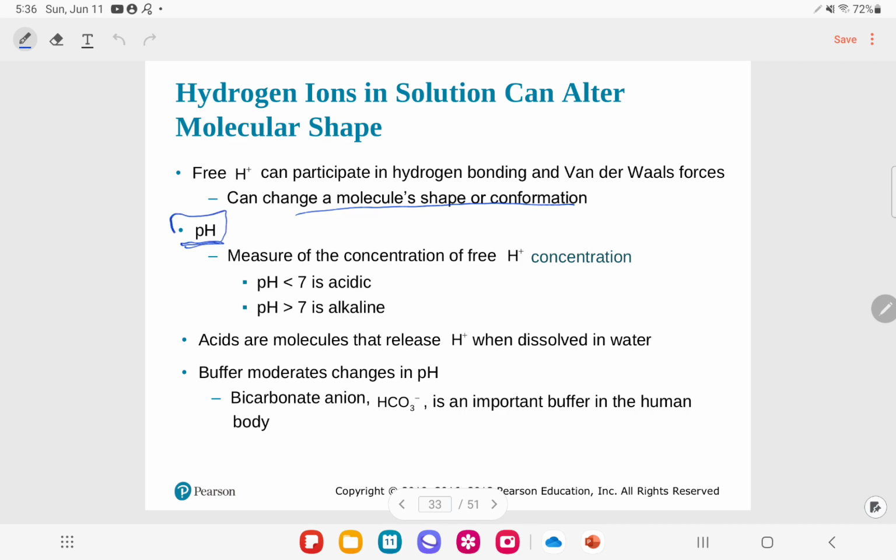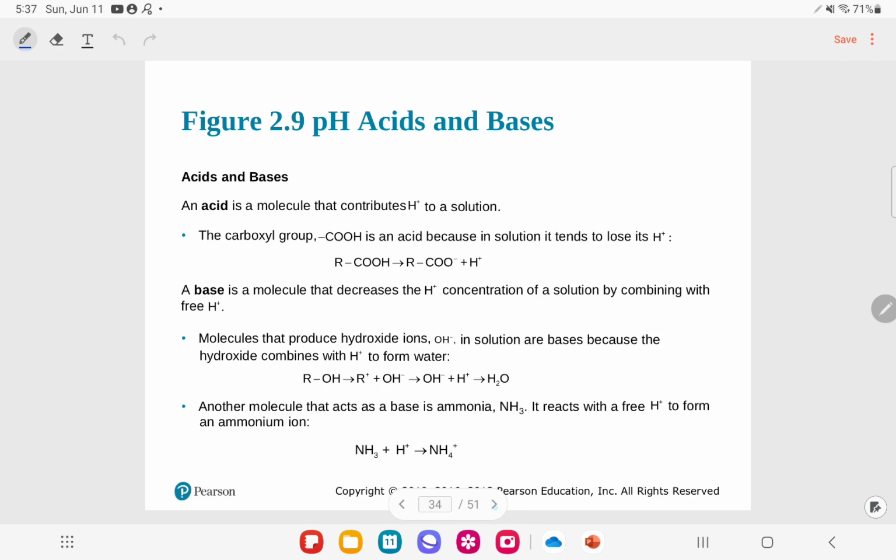The pH is going to be very important, as we all know. pH is the measure of the concentration of free hydrogen ions. A pH less than 7 is acidic, 7 is neutral, and greater than 7 is alkaline. Acids are molecules that release hydrogen when they're dissolved in water. And we have buffers. Buffers are really important in our body because they moderate changes in pH. Our bicarbonate anion is an important buffer in our body that moderates changes in pH.